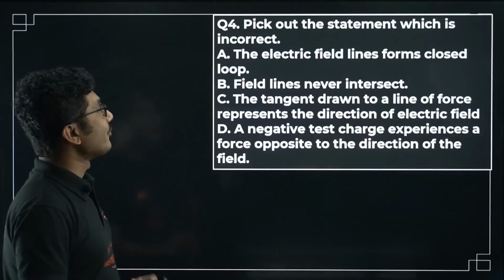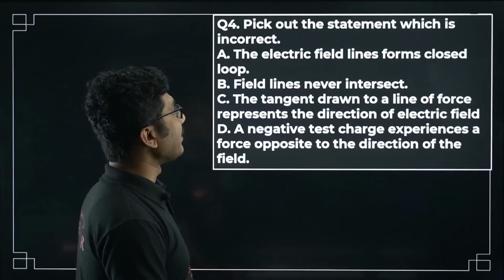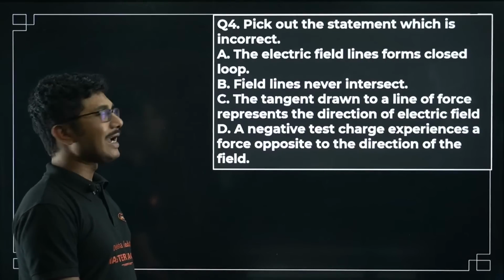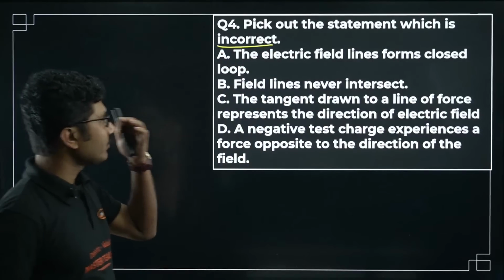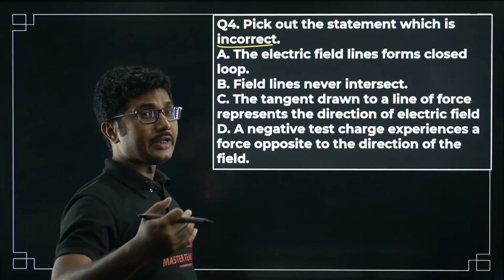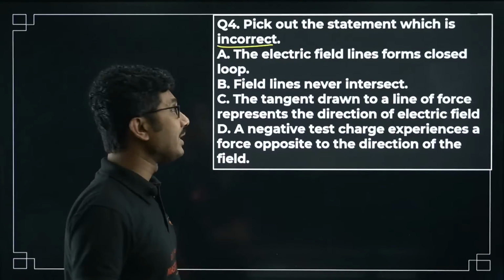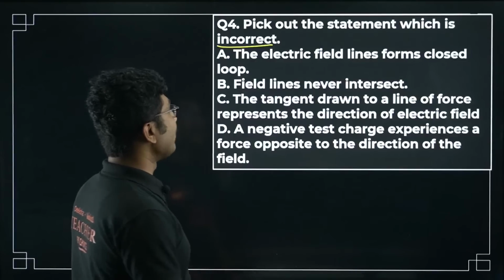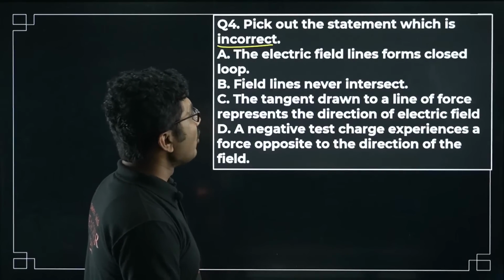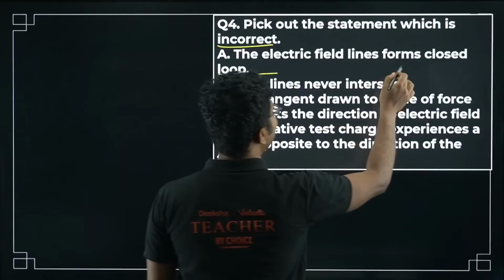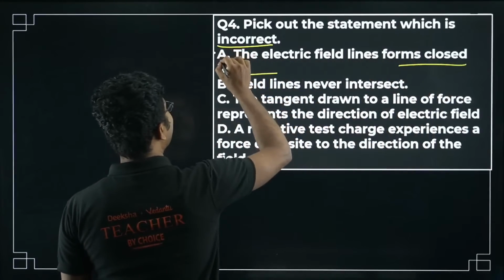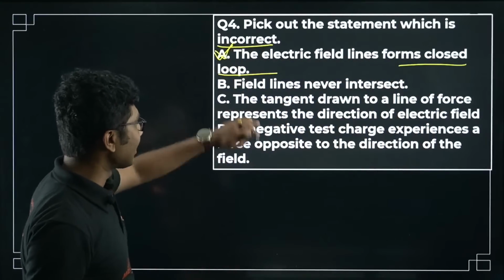Now, let's see question number 4. Pick out the statement which is incorrect. This kind of question, I feel, is very tricky to answer. There will be 3 correct statements, one of them will be incorrect. So let's see one by one. The electric field lines form closed loop. Unfortunately, this first statement itself is wrong, so this is the correct answer for this question. Let's see the other options as well.